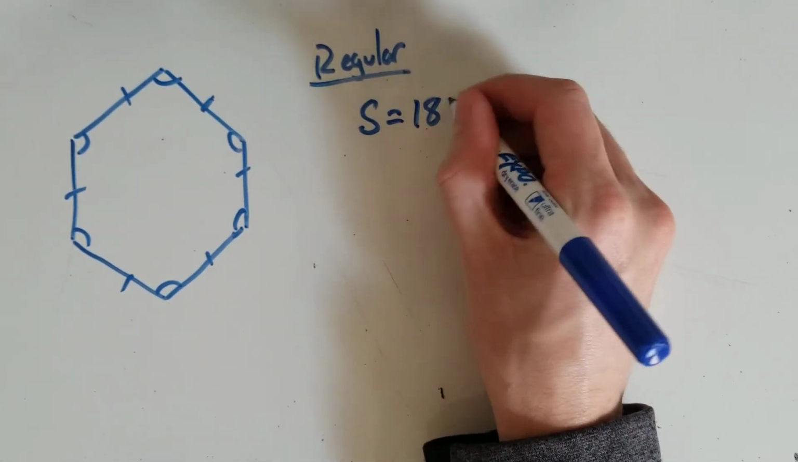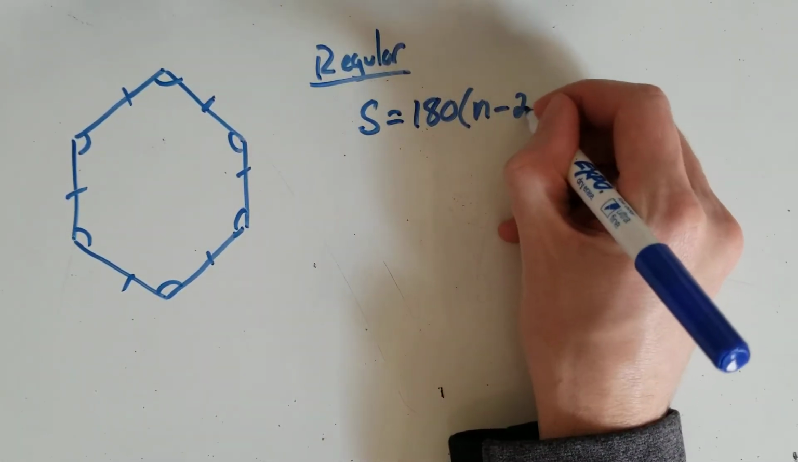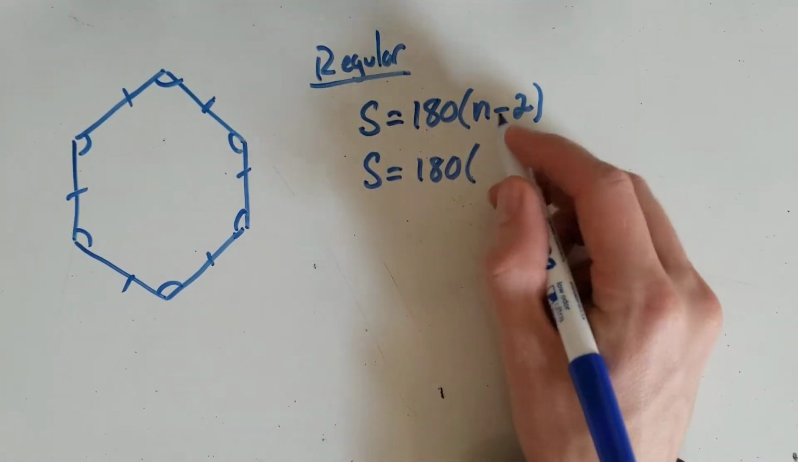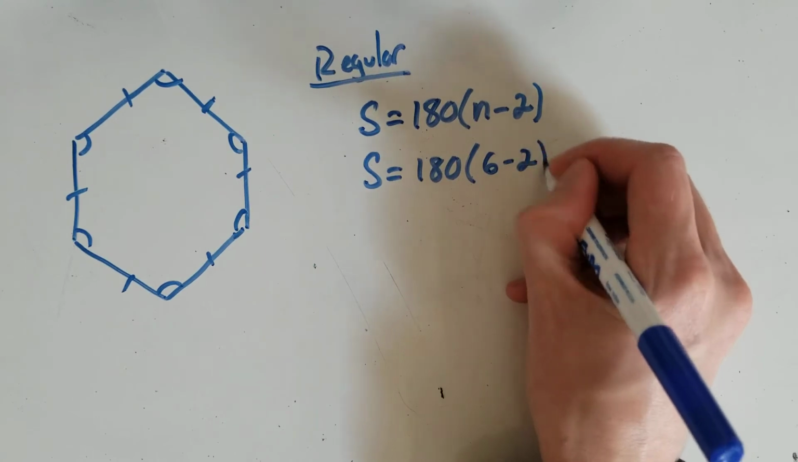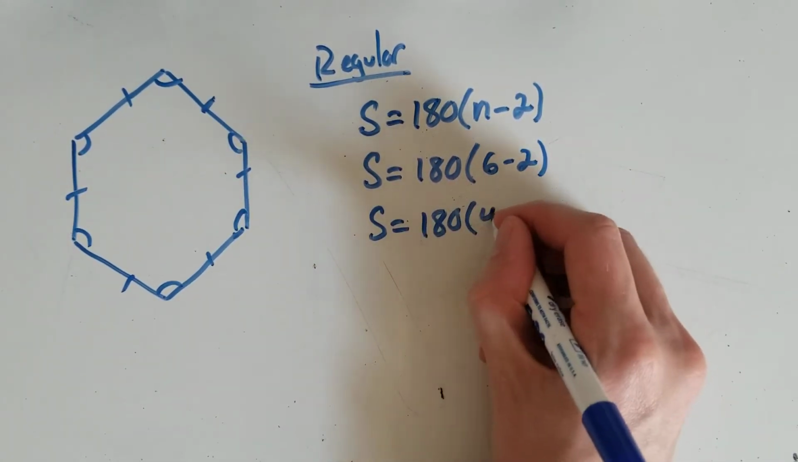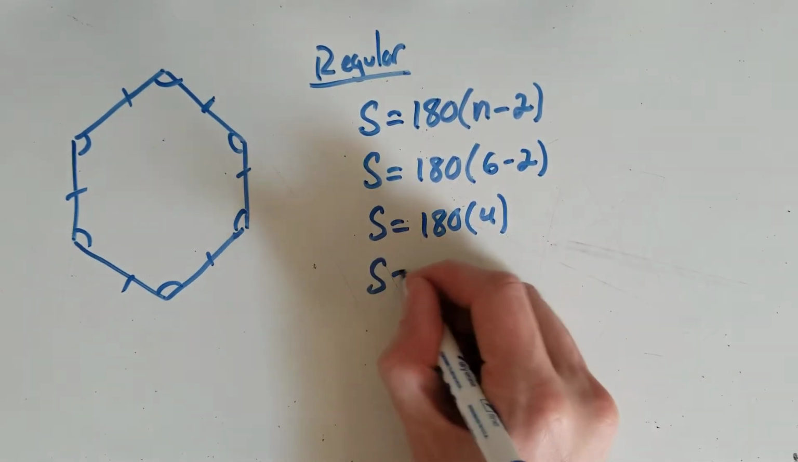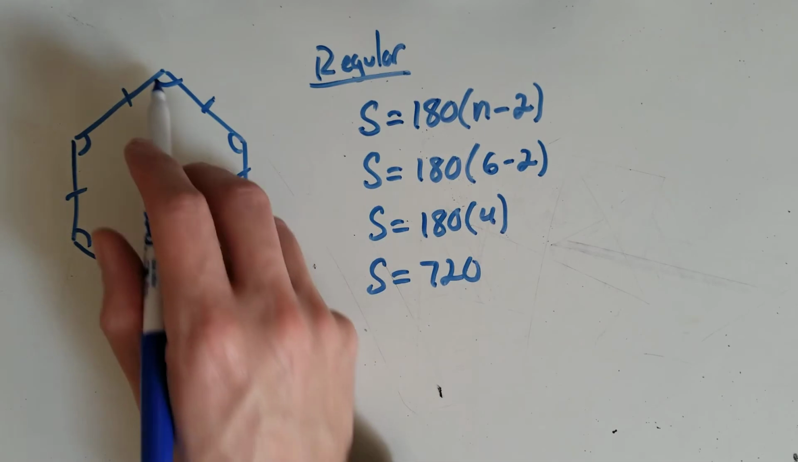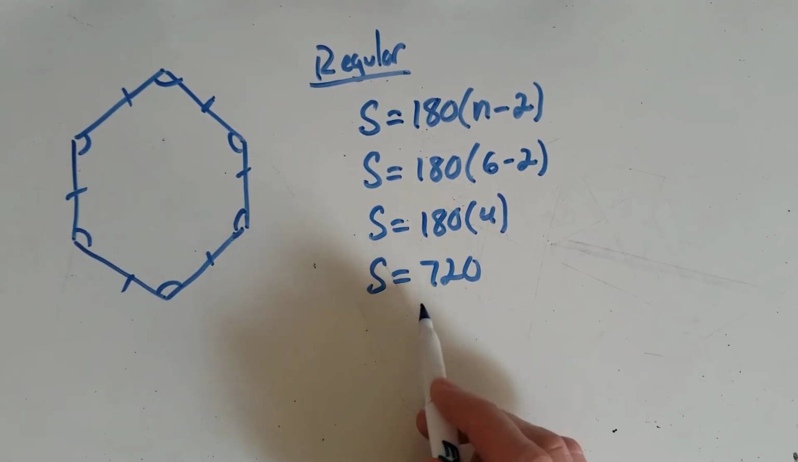Sum of the angles is 180 times n minus 2. So the sum of the angles is 180 times 6 minus 2. Sum of the angles should be 180 times 4. Sum of the angles should be 720. So all 6 of these angles should add up to be 720.